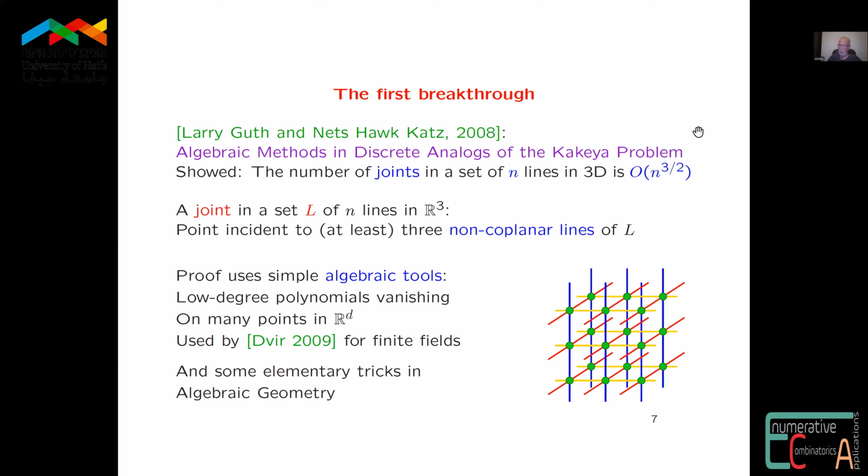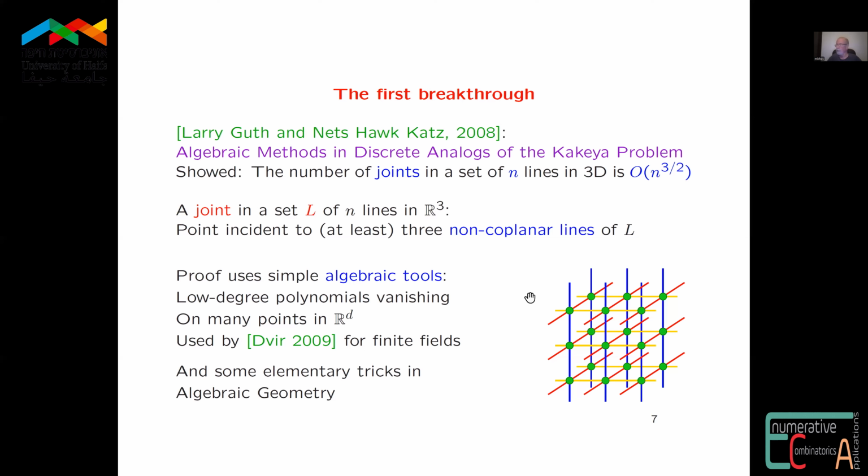In this example that you see here, there's the integer grid. There are z-parallel, x-parallel, y-parallel lines, and every grid vertex lies on a line of each type. So it is a joint, and an easy calculation shows that if you have n lines, you get roughly n to the 3/2 joints here. The goal was to prove that this is always the case, that if you have n lines, the number of joints will always be at most n to the 3/2. So this was the first result.